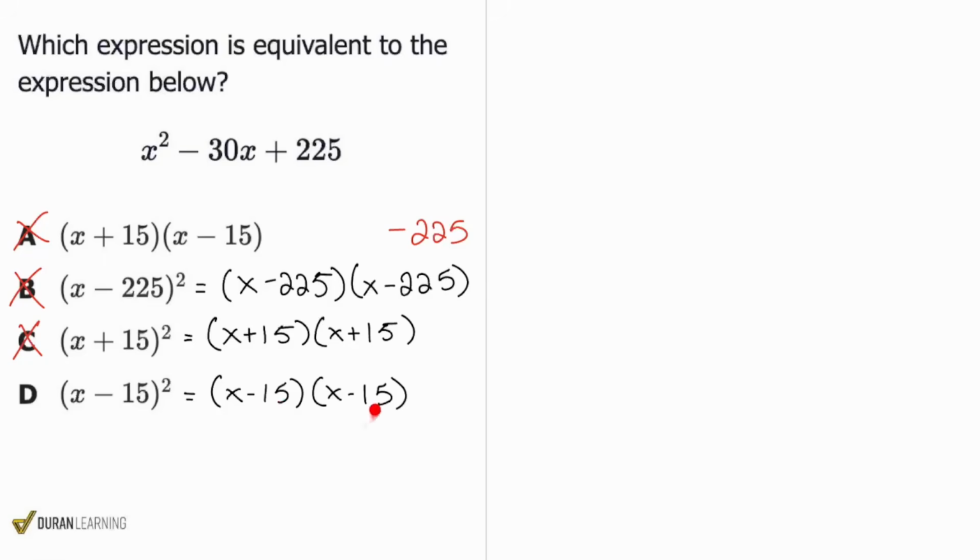Take a look at D. Negative 15 times negative 15 is indeed positive 225. That's correct. Negative 15 plus negative 15 is negative 30, because if you're going backwards 15, then backwards another 15, that is backwards 30 or negative 30. So the correct answer here is answer choice D, without actually trying to factor this massive value.